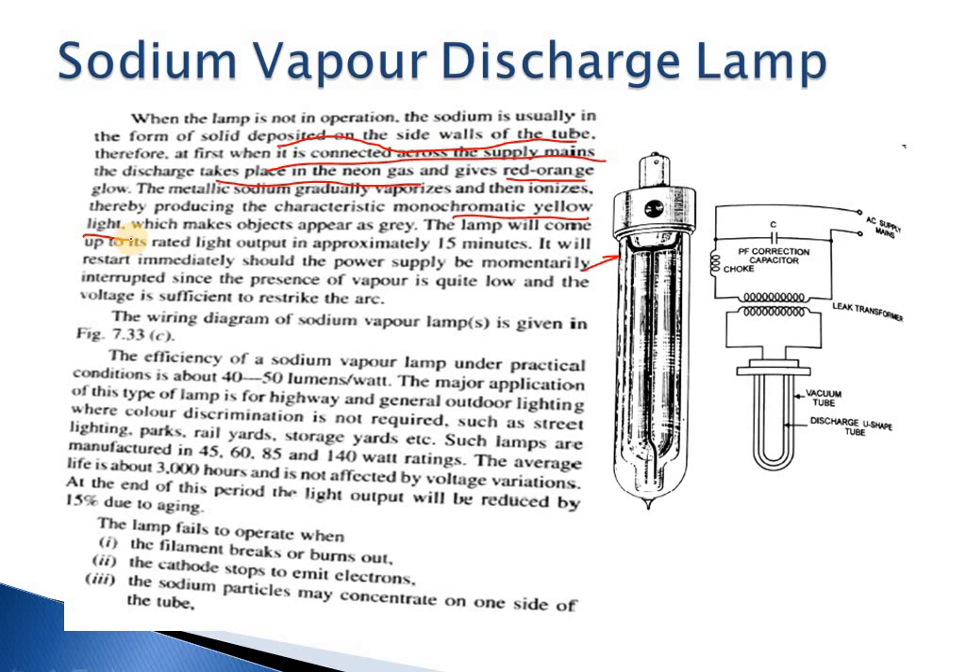It will restart immediately should the power supply be momentarily interrupted. Since the presence of vapor is quite low, the voltage is sufficient to restart the arc.